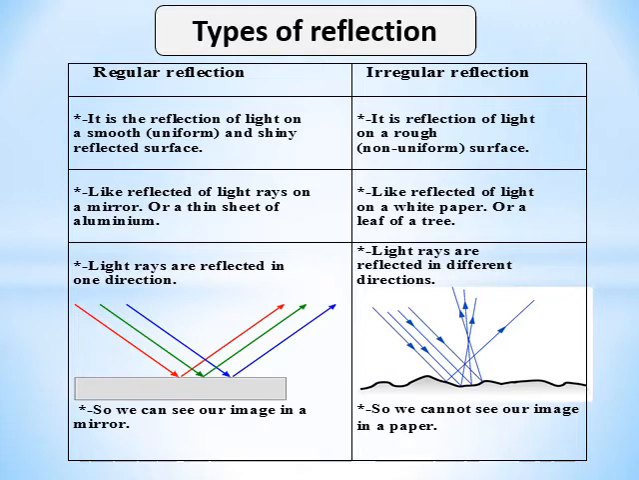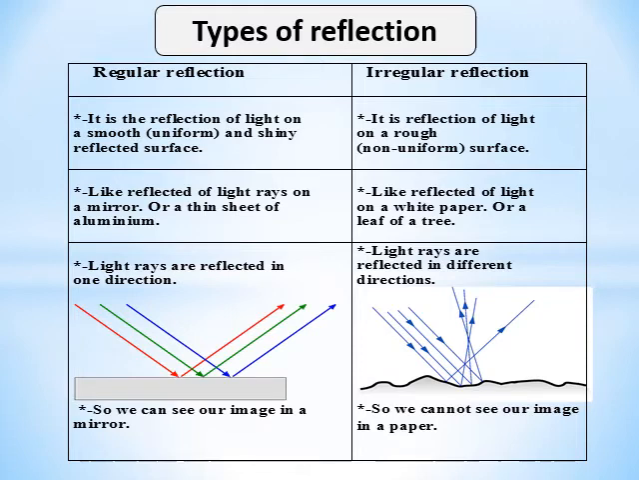So I have two types of reflections, regular reflection and irregular reflection. Irregular reflection takes place when the light falls on a rough surface. In regular reflection, all light rays are reflected in one direction. In irregular reflection, all light rays are reflected in different directions.